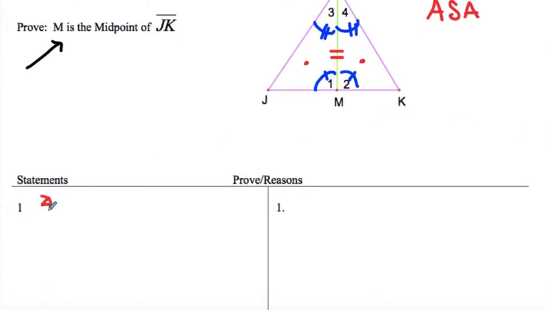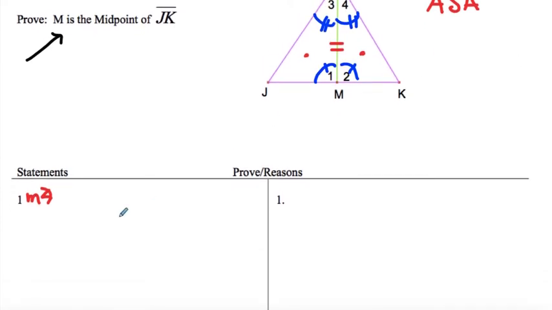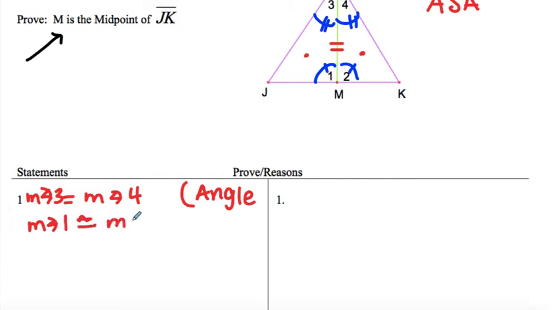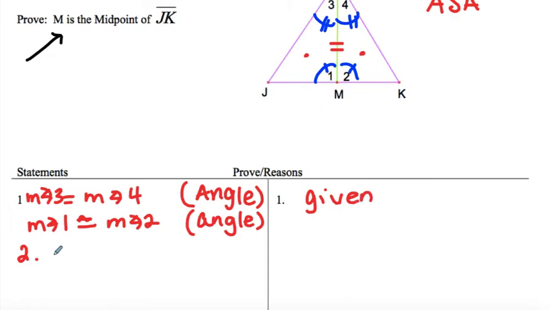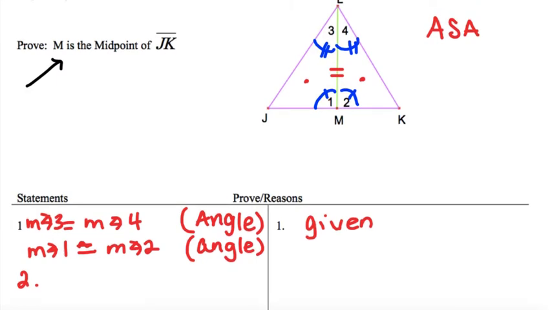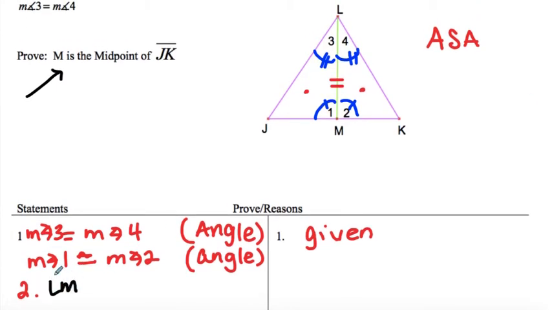All right, so I've got the measure of angle 3 equals the measure of angle 4. That's an angle. And the measure of angle 1 is equal to the measure of angle 2. That's another angle. And that's given. Okay, that's two, but I've got to add that reflexive side, because all reflexives have to be added. So that is LM. Segment LM is congruent to segment LM. That's a side, and that would be reflexive.